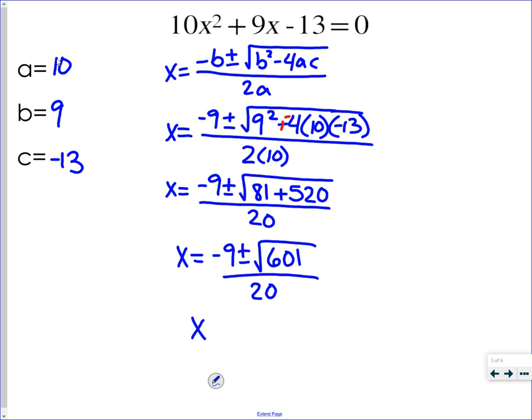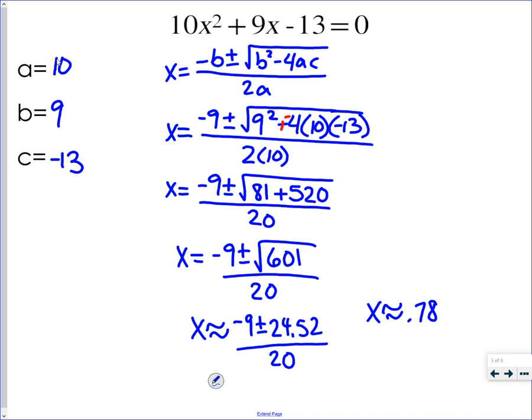As soon as I have to round, I'm going to switch to the squiggly kind of equal sign to show that I rounded. So I'm going to have negative 9 plus or minus 24.52 all divided by 20. Now we want to use that rounded answer as we finish this up. So negative 9 plus 24.52 would be 15.52 divided by 20 gives me 0.776. If I'm running to 2 decimal places, that would be 0.78.